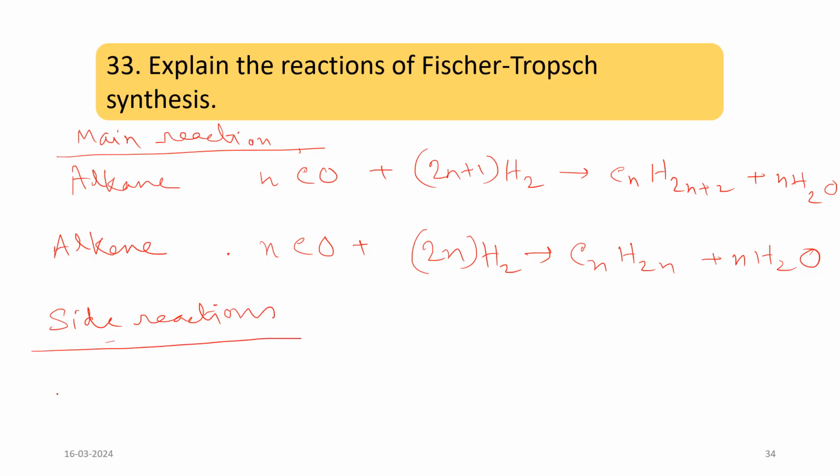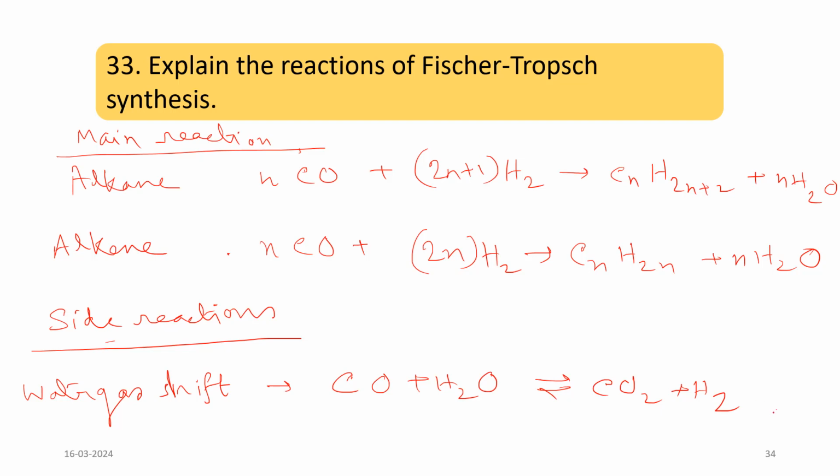Then in the Fischer-Tropsch reactions there are side reactions also. The first side reaction is the water gas shift reaction. It is very common. You have studied it multiple times throughout this course. So it is CO plus H2O produces CO2 plus H2. Okay. So this CO, which is the feedstock for the Fischer-Tropsch process, reacts with water. This water is produced here and produces CO2 and H2. Okay.